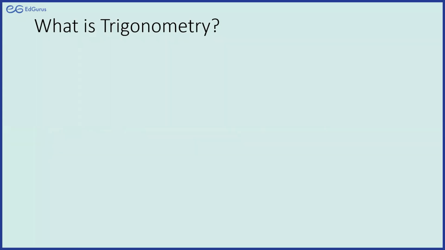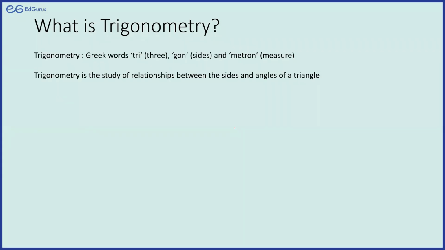What is trigonometry? Trigonometry is derived from three Greek words, tri, gon, and metron. Tri means three, gon means side, and metron means measure. So it's the study of relationship between the sides and angles of a triangle. Okay, so it's very important to understand what we are trying to study here. We are studying the relationship between sides and angles of a triangle.